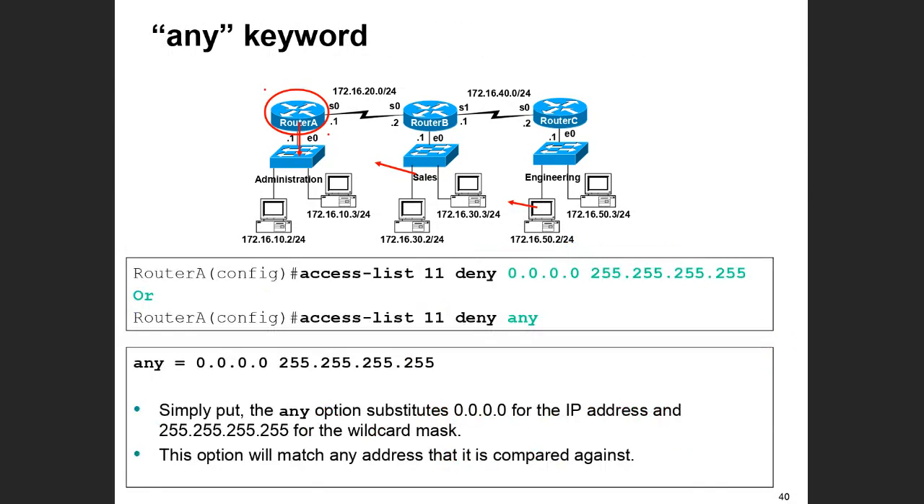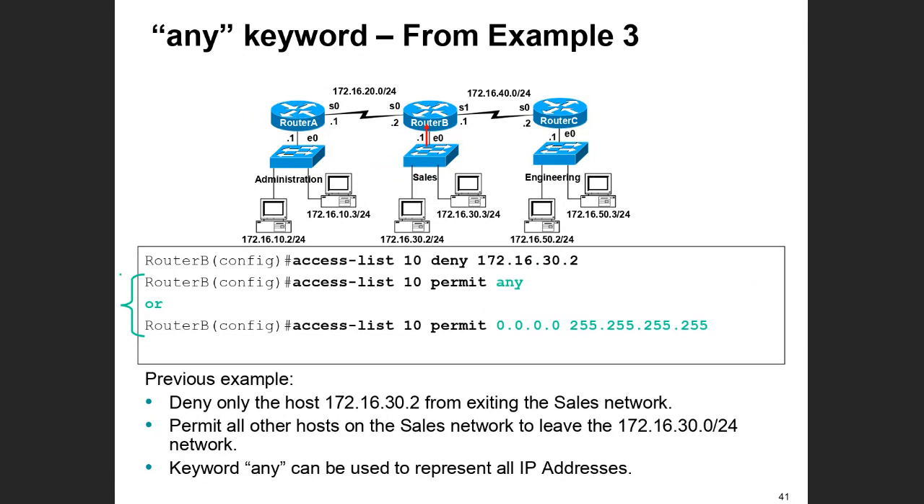Okay, instead of writing out all these zeros and these 255s and all those periods, we're going to fat finger it, and you're going to get an error, and you have to type it in again. As a shortcut syntax, you're allowed to say any. So instead of typing out all this stuff in green, I'll just type the word any. Deny any. Any means any address. So any is equivalent to 0.0.0.0 space 255.255.255.255. Easier to type. So let's use it in this case.